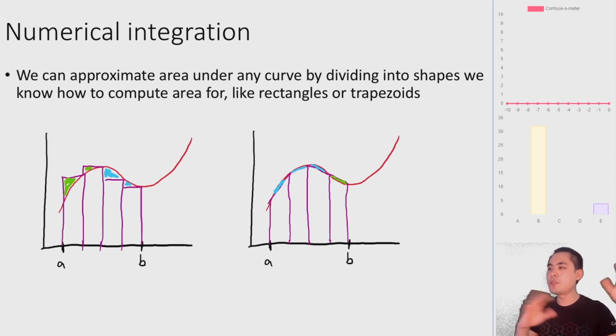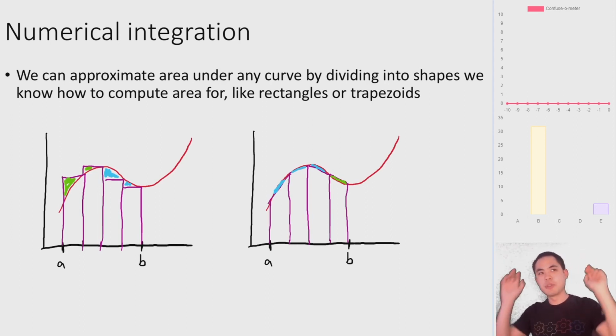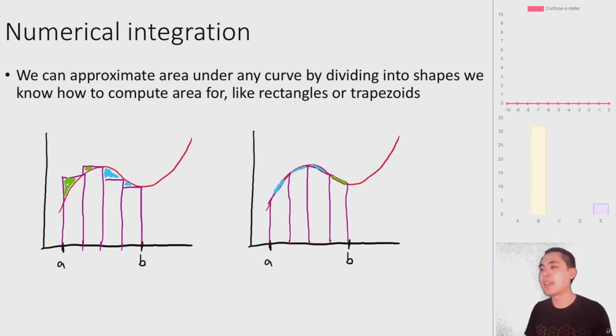And earlier we used this to show you what the proof of integration looked like. If you have infinitely many rectangles, then you get the actual area under the curve. But when you only have finitely many rectangles, you still get an approximation of the actual area, and you can do even better by dividing into other shapes, like trapezoids.